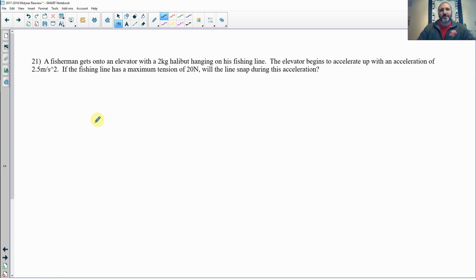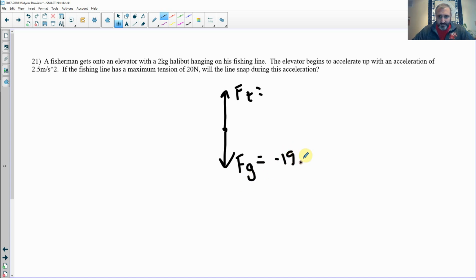This is good. A fisherman gets into an elevator with a 2 kilogram halibut hanging from a fishing line. The elevator begins to accelerate up with an acceleration of something. The fisherman's line has a maximum tension of 20 newtons. Will it snap? So we need to draw a free body diagram of this fishy. Okay, 2 kilogram halibut has an FG and an FT. So the FG of 2 kilograms times 9.8 is negative 19.6 newtons.